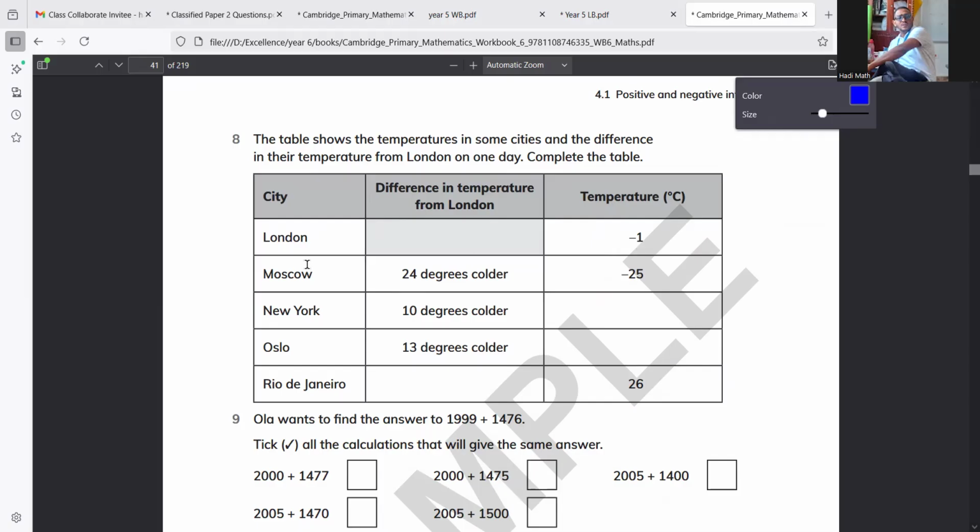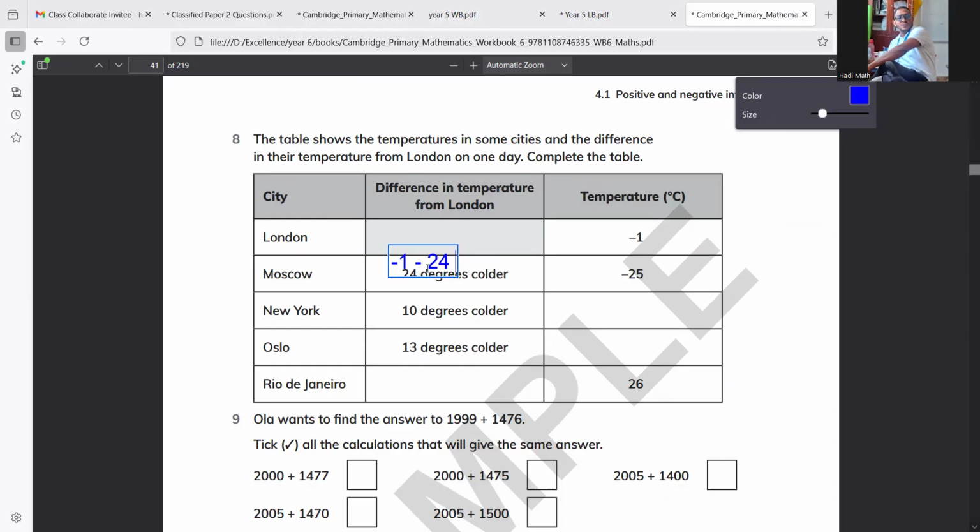We have the first one, Moscow. We say the difference is what? It is 24 degrees Celsius colder. So what is the temperature? This is negative 25. How do you find it? When I say the temperature is 24 degrees colder, it means immediately it is the negative 1 of London minus the 24, because we say colder. And that's equal to negative 25.